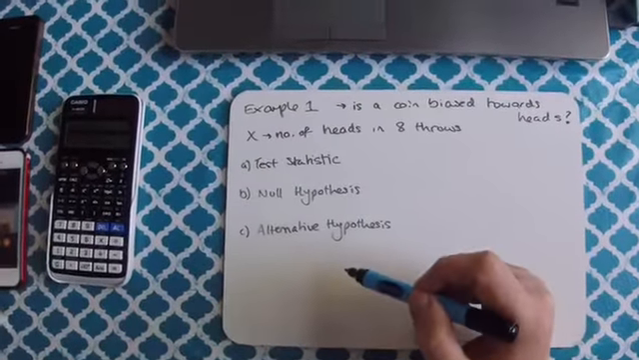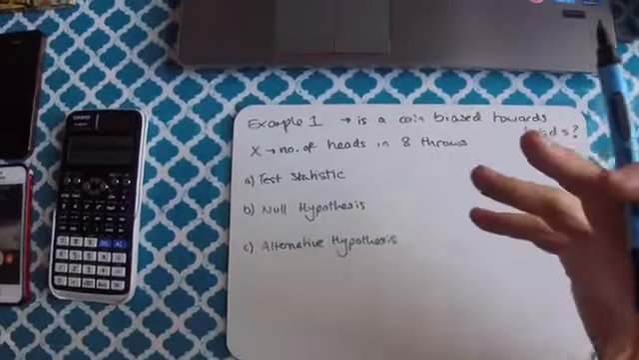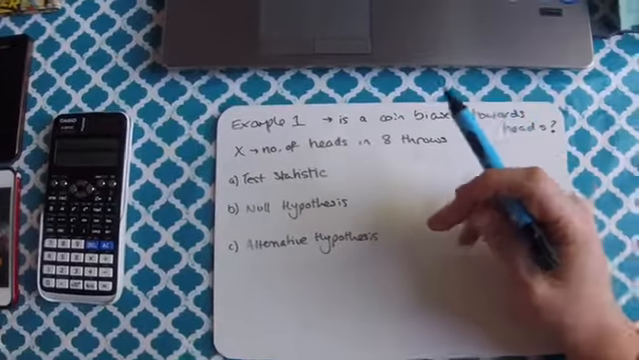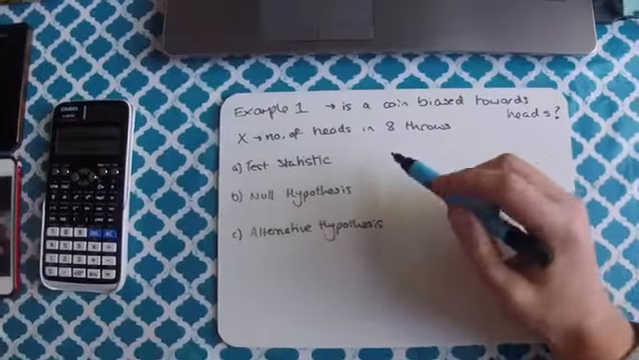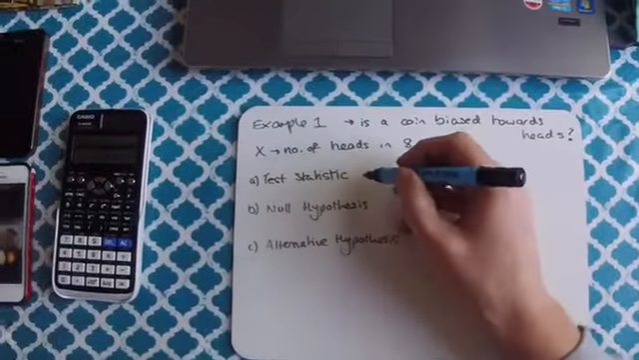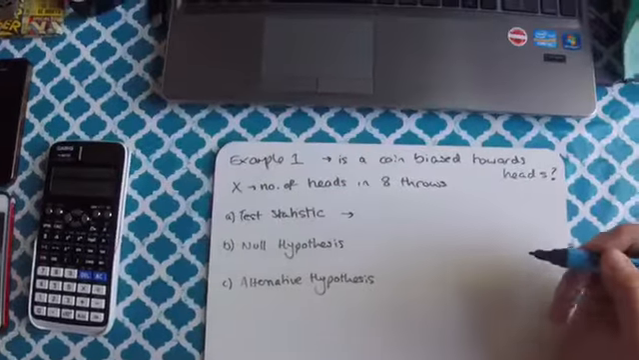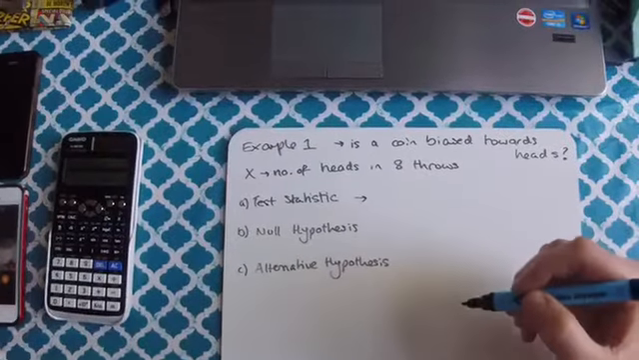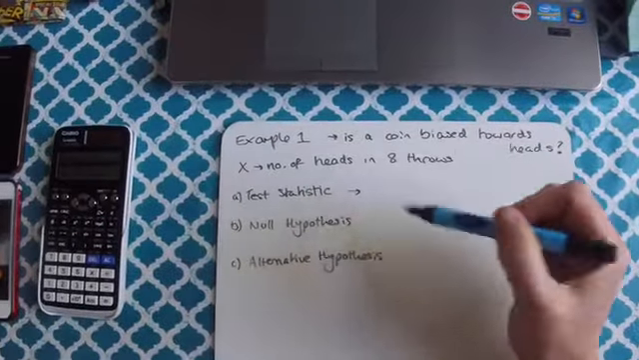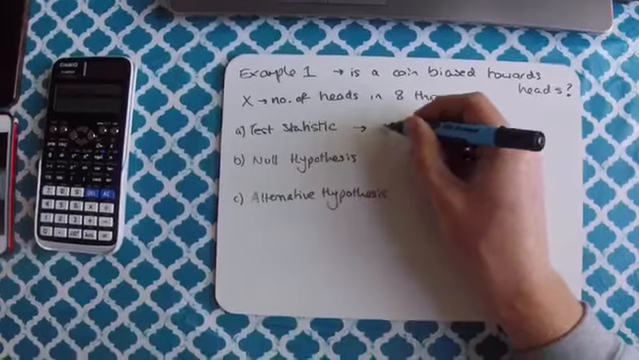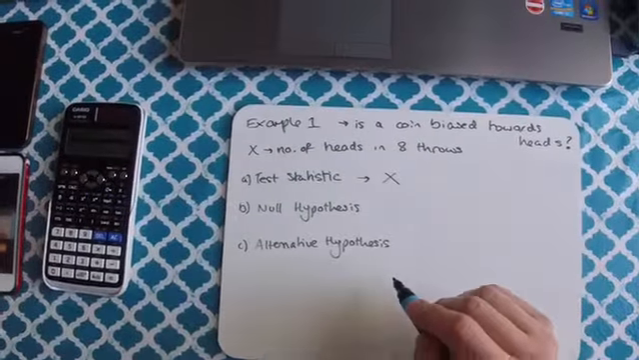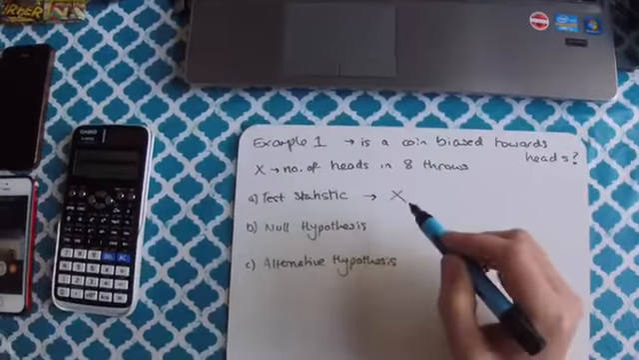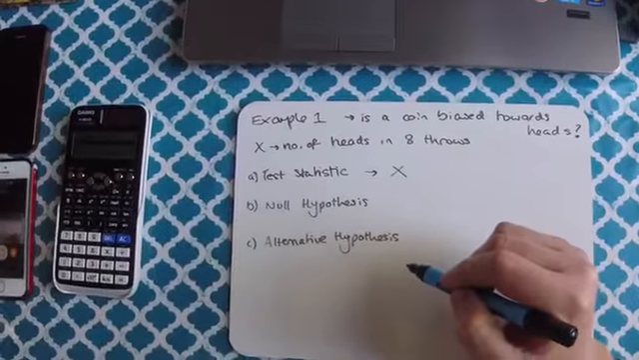We're not really going into too much maths in a minute, but this is just a setup that we're going to need to know for all these types of questions. So firstly, what is the test statistic? Well, the test statistic is what are we testing? What is the thing that we're looking for? What is the thing that we're measuring? The thing that we're measuring here is the X, the number of heads in 8 throws. So that is what we are measuring, therefore that is the test statistic.